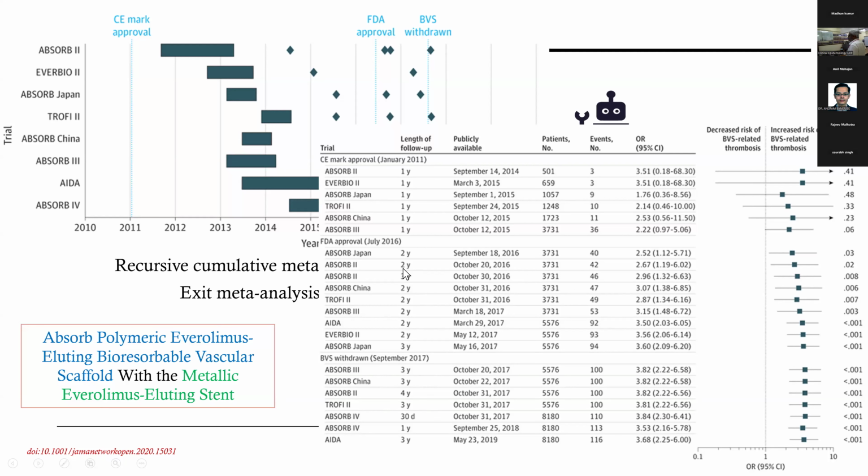FDA approved in July 2016. When they started adding the new studies which came after 2016, is there any doubt? Confidence interval, these are not single studies. This data is all these studies up to here. Absorb 2 added to the previous data is this number, cumulative meta-analysis. So by 2017, the evidence was really clear. Cumulative meta-analysis can tell you whether the point estimate is going this side or that side, and what the confidence interval of the point estimate is.